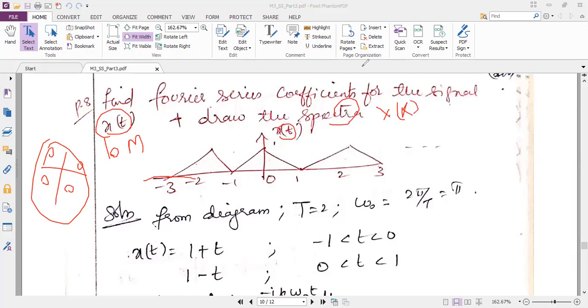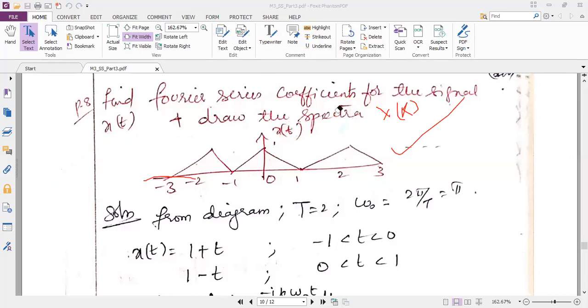Now x of t is given in terms of a diagram. In all the earlier problems, x of t was given in terms of an equation directly in the question. But here x of t is given in terms of a signal. So our first challenge here is that I should write x of t in terms of an equation. Then only I can use the formula to solve the problem. Once you have copied this, let me know. I will start the solution.